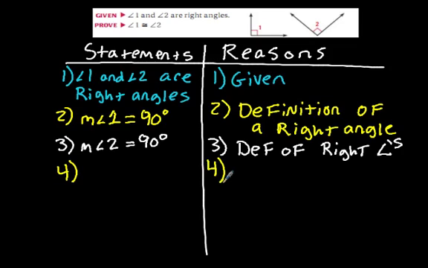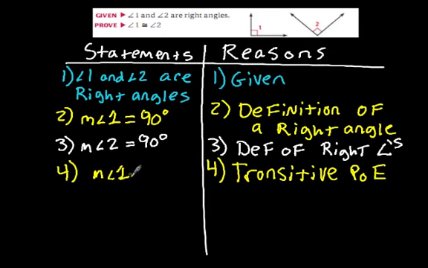Alright, let's take a look at part number 4. Alright, I know because angle 1 equals 90, angle 2 equals 90. Oh, 90 and 90 both equal different things. I see some transitive. I see the transitive property of equality, and I'm going to then say that the measure of angle 1 equals the measure of angle 2.